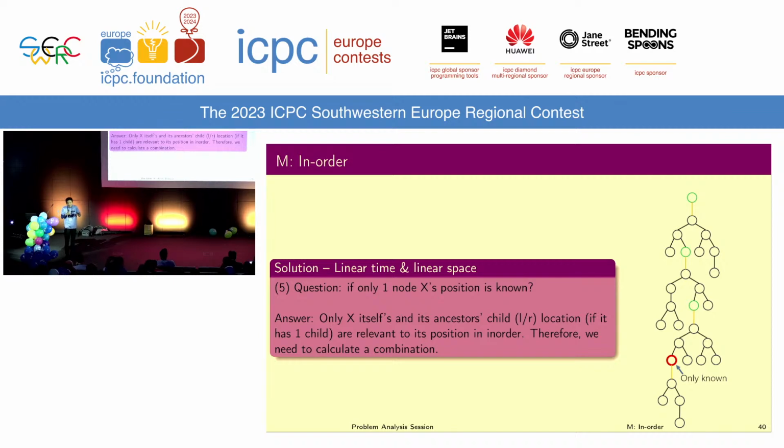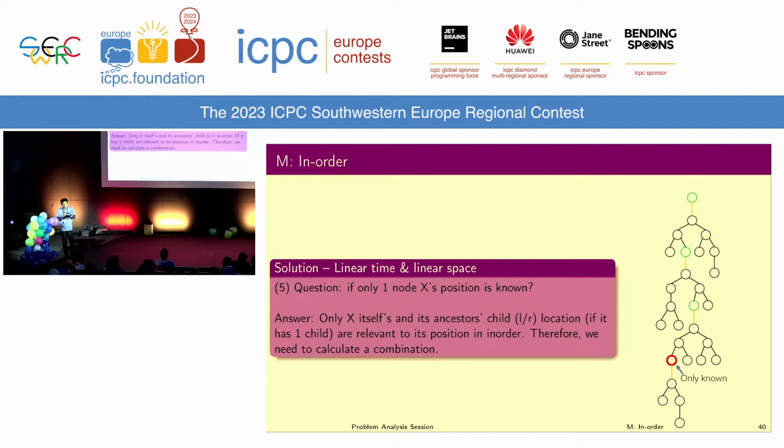What if only one node is known? The 5th subtask is, if only one node, x, which is a random node, not necessarily the root, is known, this red node, how do we solve it? Okay, if only x is known, the answer is like this. I don't have time to prove it.